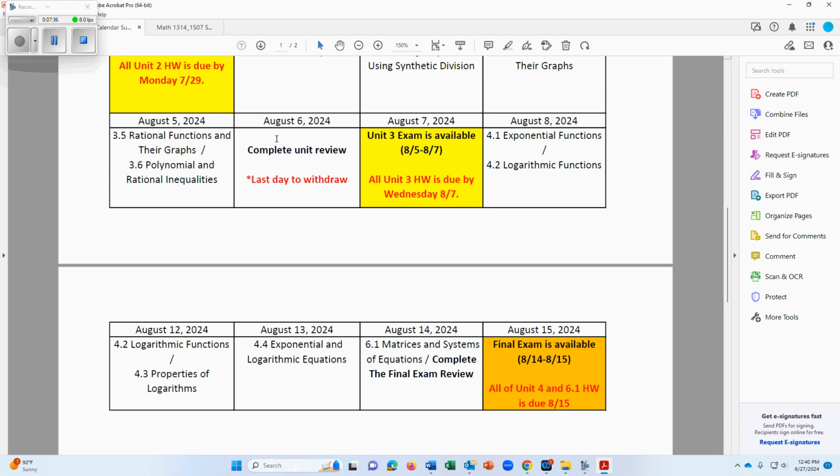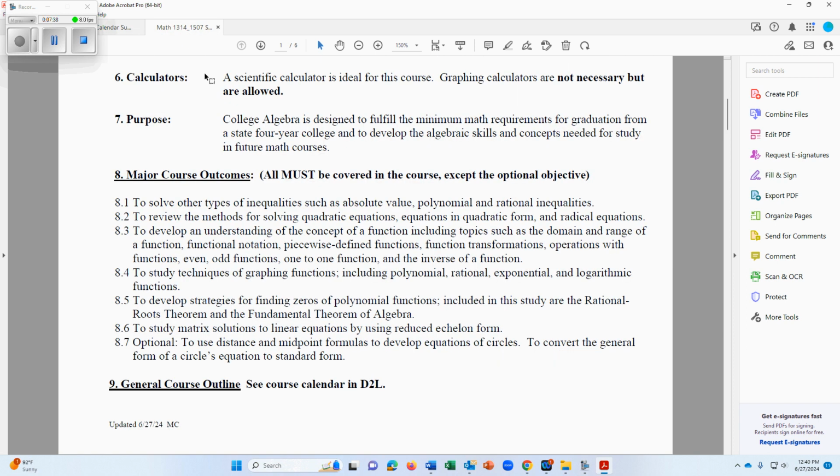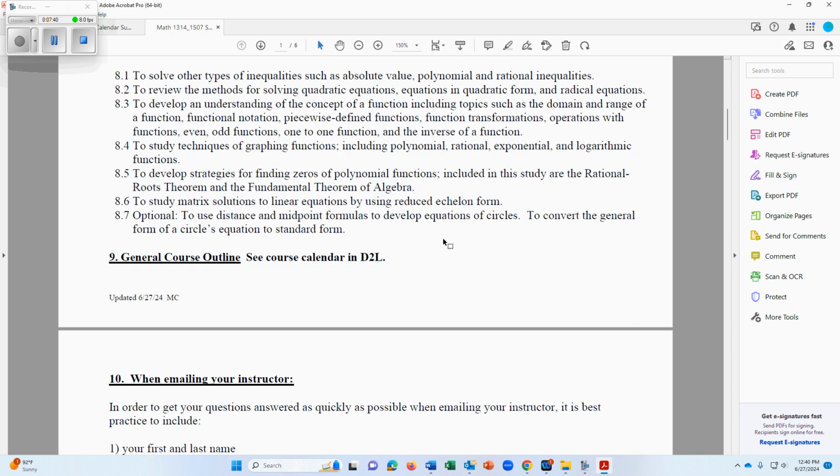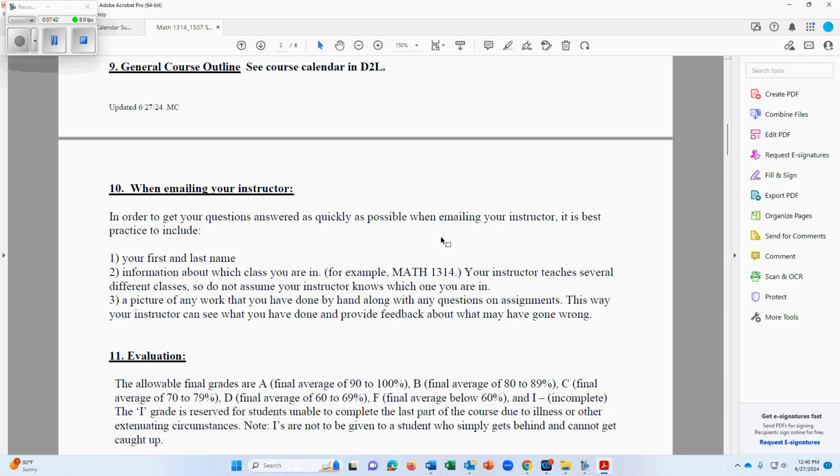Let's go back to the syllabus here so we can talk a little bit more in depth about some of these things. So when you email me, just make sure you include the information, tell me who you are, what class you're in, because a lot of times we teach multiple classes. And then a lot of times students will be emailing me to ask for help on something. And so send me a screenshot if you can. That's going to be the easiest way.